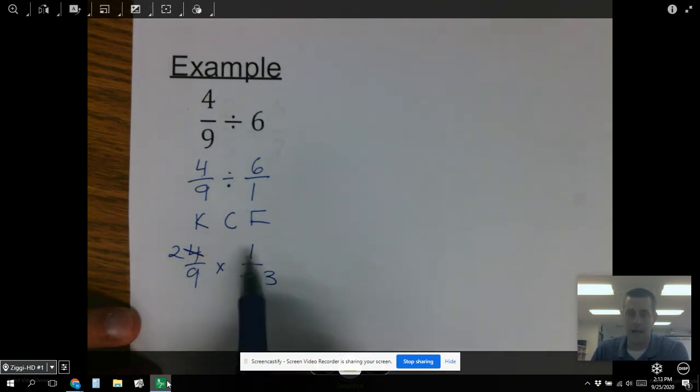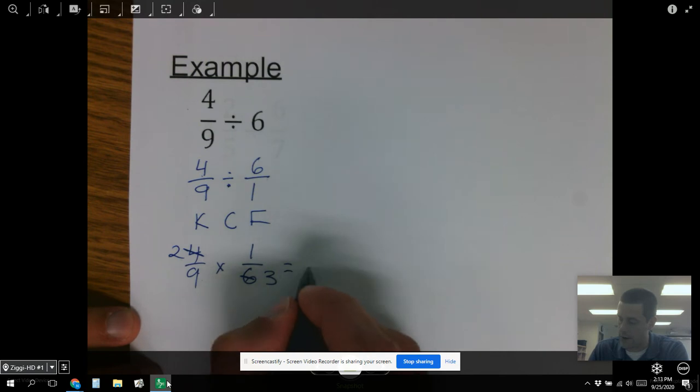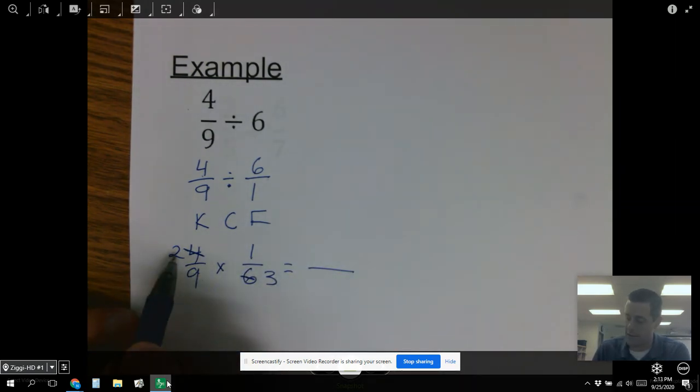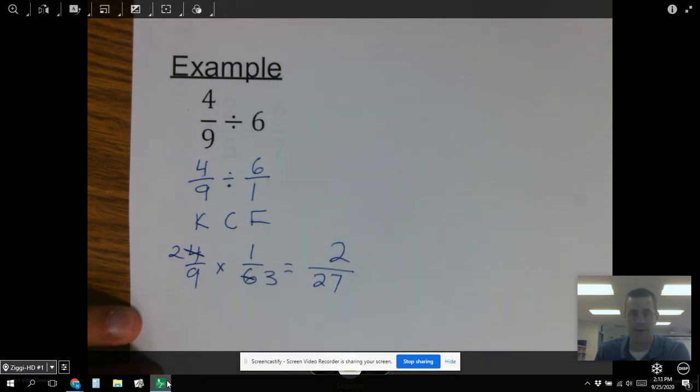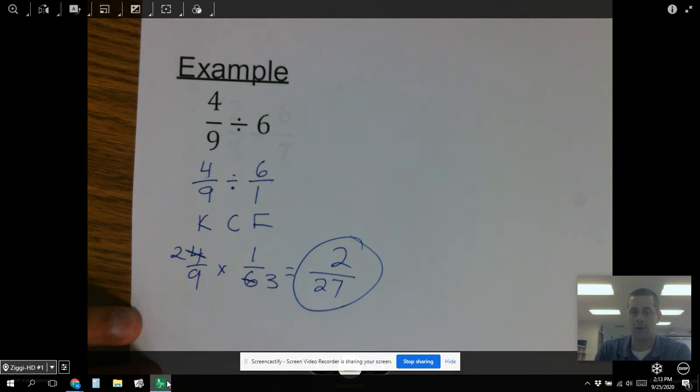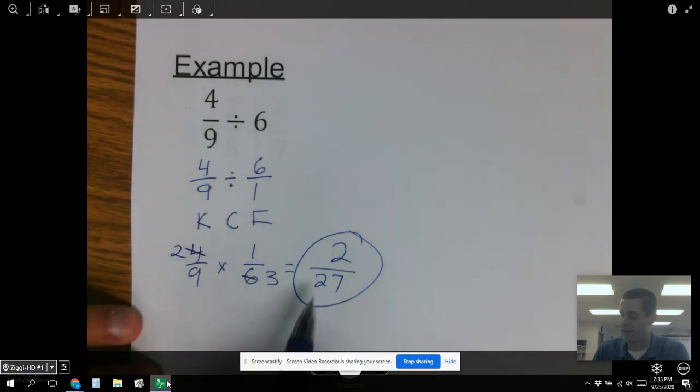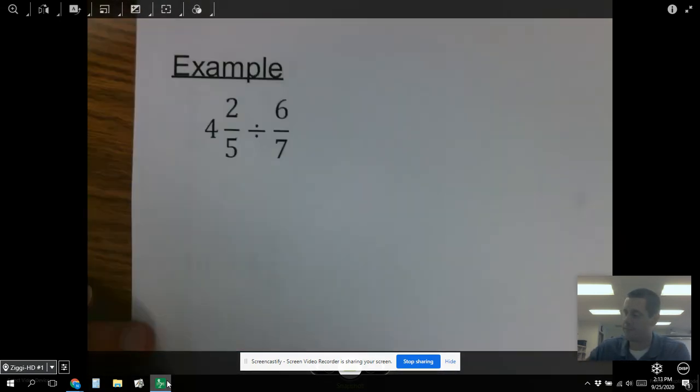My other diagonal, 9 and 1, no common factors there, so we are ready to multiply. Straight across the top, 2 times 1 is 2. 9 times 3 is 27. 2 27ths cannot be reduced. It is a proper fraction, and that is your quotient. 4/9 divided by 6 is 2 27ths.